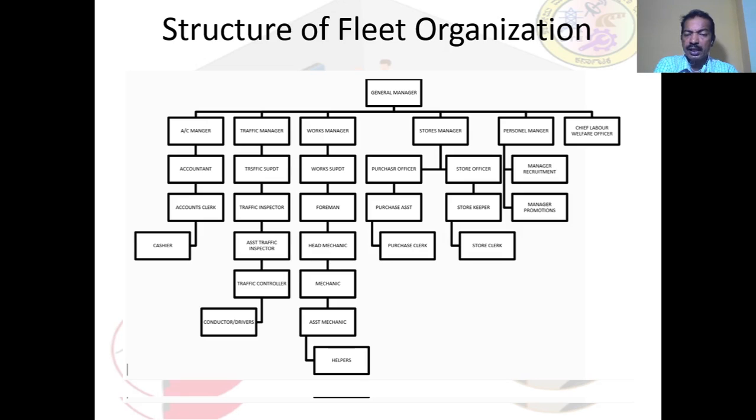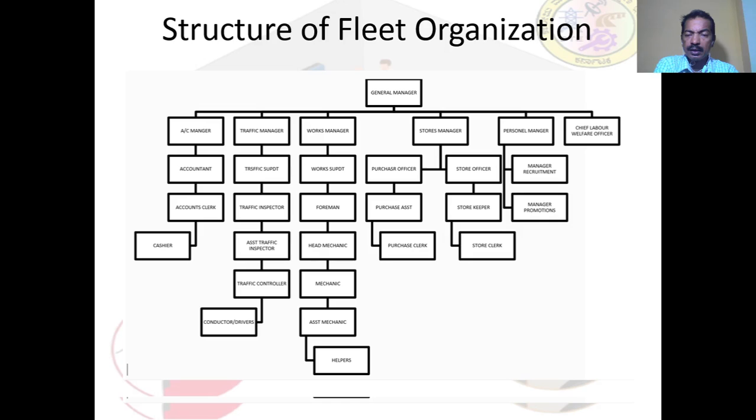Then whatever the functions are in fleet management, they will be divided among six heads. One is financial activities, that is the accounts manager. The second one is controlling the vehicles on the route, which comes under the traffic manager. He will look after the vehicles on the routes. They are fully engaged on the route. Next, the third one is the maintenance work, giving proper service to the vehicles. Therefore, one more section is there, that is the mechanical division or workshops.